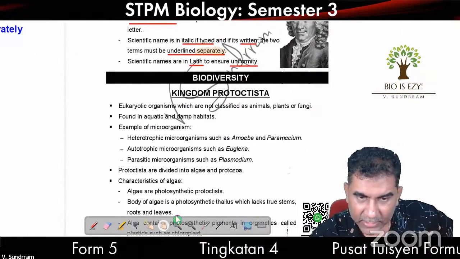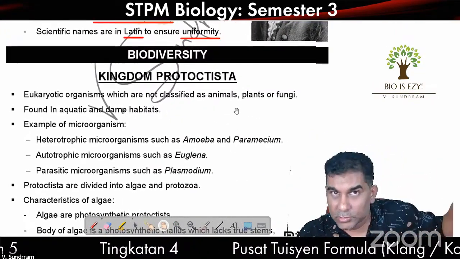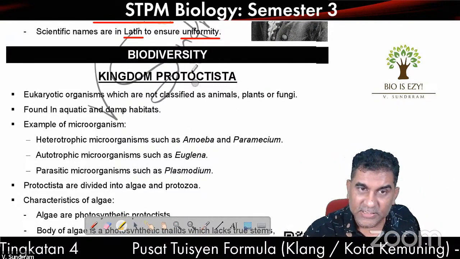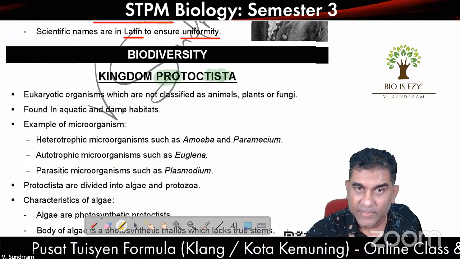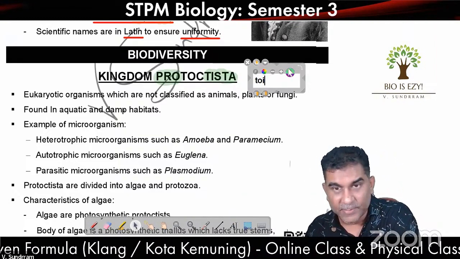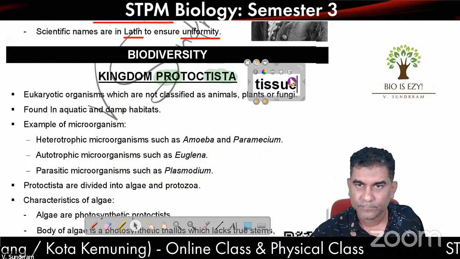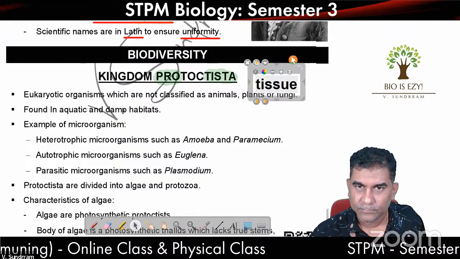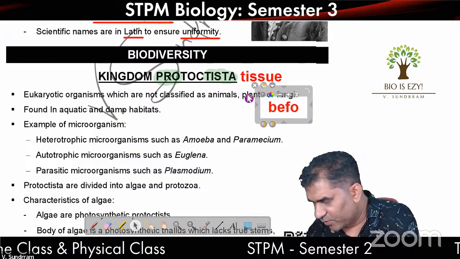So the first kingdom is Protoctista. Earlier, you saw the name Protoctista. Basically, the name pro means before. The name tista means tissue. So it's basically before tissue. Tista means tissue, and pro means before. So it means before tissue.